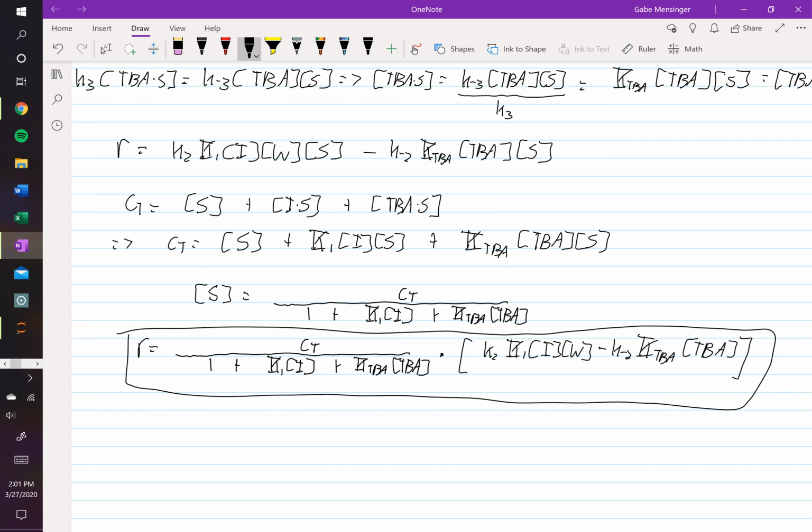Really with this problem, if you're able to do part 1, part A, the rest of the problem is really following the same method. So it's just a great way of practicing mechanisms. So, moving on to part D.